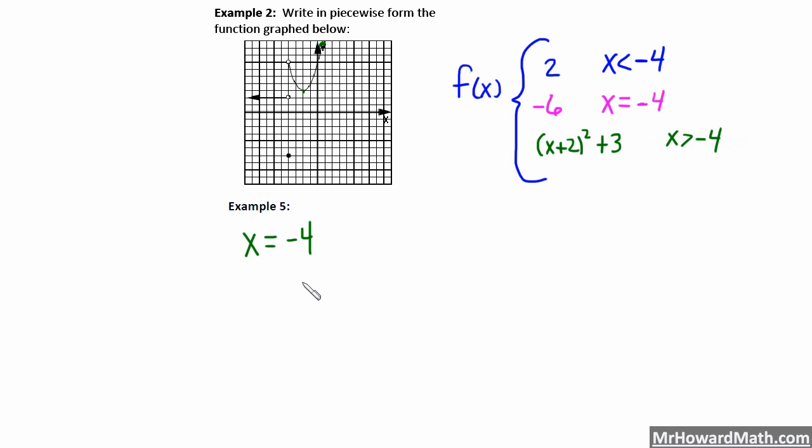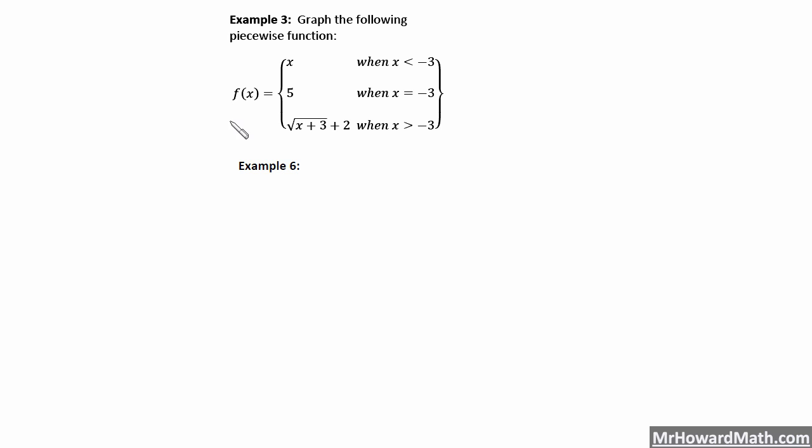Let's look at example 3 next. This is a little bit different in the way it's asking the question, but it's the same process. Graph the following piecewise function. They're giving us the opposite: what we generated in examples 1 and 2, and they're asking us to generate the graph, which was actually given to us before.